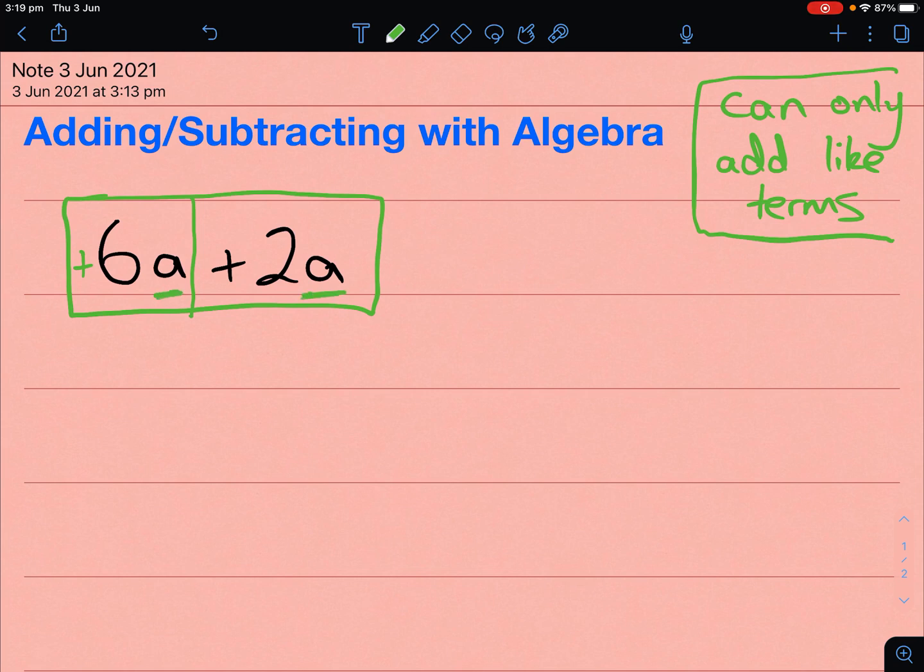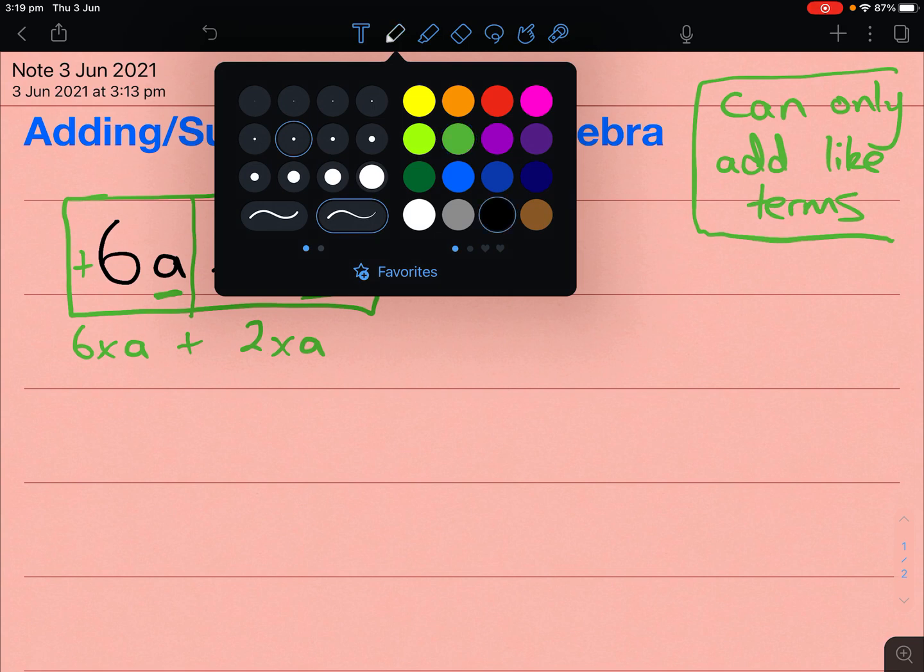That's because in both of these terms, in both of these blocks, the letter part of it is exactly the same, and that's the letter A. So because they're exactly the same, we can just go ahead and add together how many lots of A we've got. So in this first one here, 6A means 6 times A. Remember, in algebra we don't show the multiplication signs. And this block here means 2 times A. So if we've got 6 lots of A and we're adding that together with 2 lots of A, how many lots of A do we have? We've got 8 lots of A.